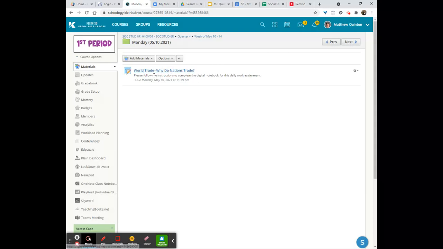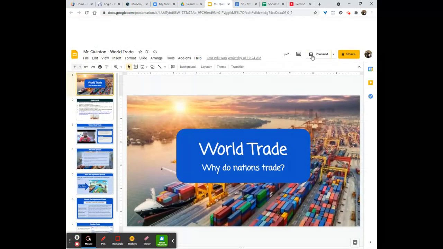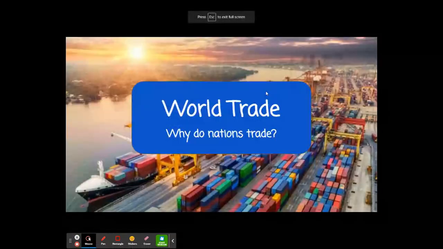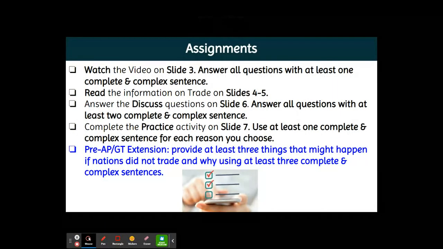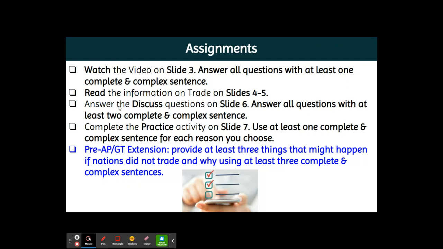So let's jump in here. It says follow the instructions to complete the digital notebook for the daily work assignment. We'll just go ahead and show you mine. The idea here, folks, is that you are going to watch the video on slide 3, and then you're going to answer those questions that go with the video with at least one complete and complex sentence. You are then going to read about trade on slides 4 and 5. You will answer the discussion questions on slide 6, and you need to answer all those questions with at least 2 complete and complex sentences. Folks, that's at least, which means that's the minimum. You are free to write more if you feel like it.